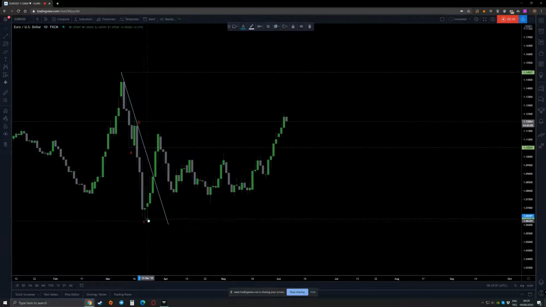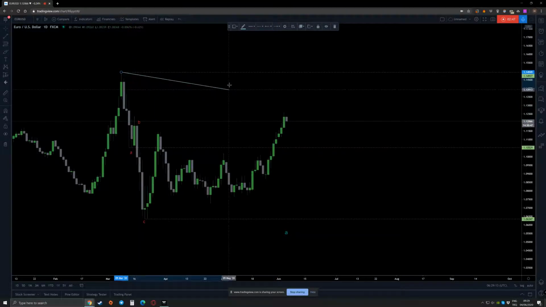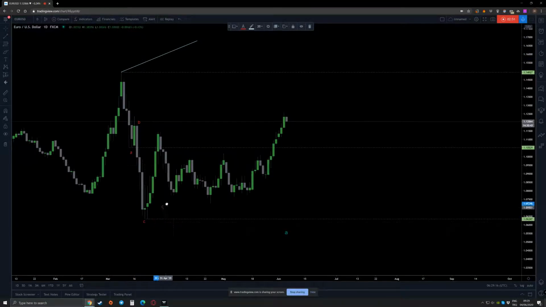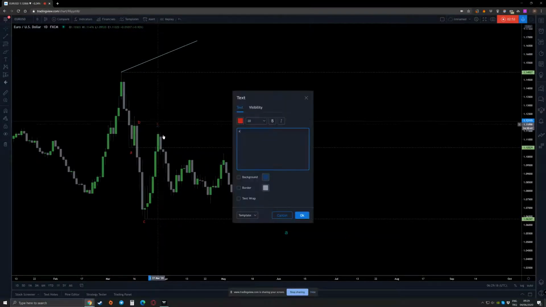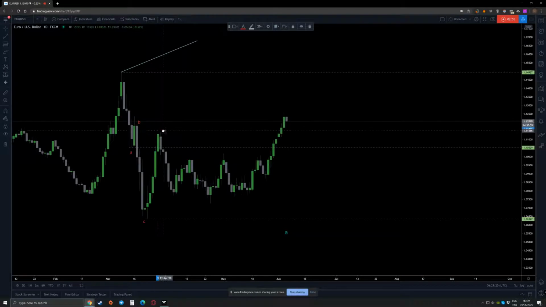Can I put wave A here? No, I cannot. Why? Because the price has come, yes, it did break the 0 to B trend line, but it didn't come all the way towards the B wave. So what I will do now is label this a wave X, because this wave will be an intervening wave, and it will bind this zigzag and what looks like a triangle formation.